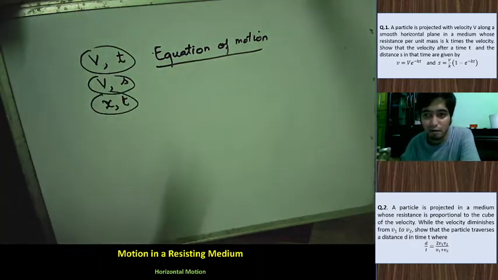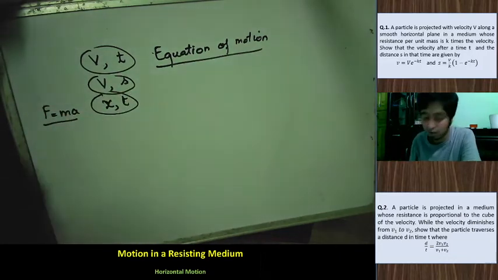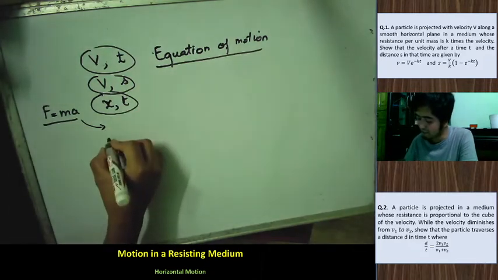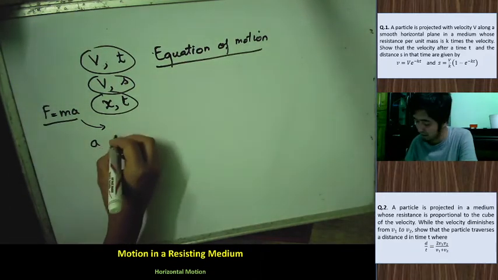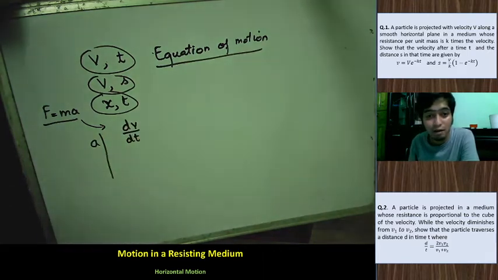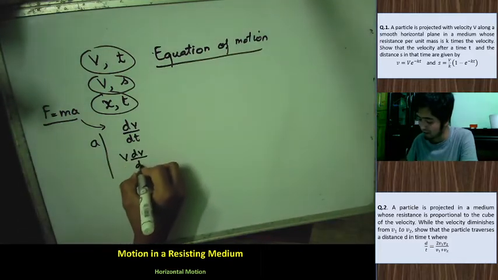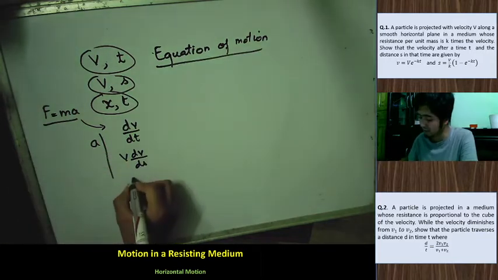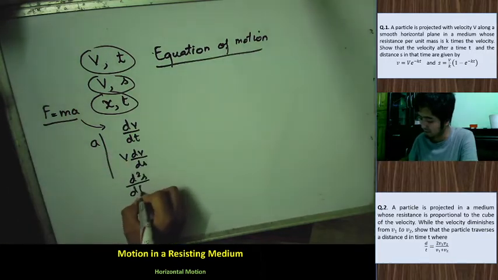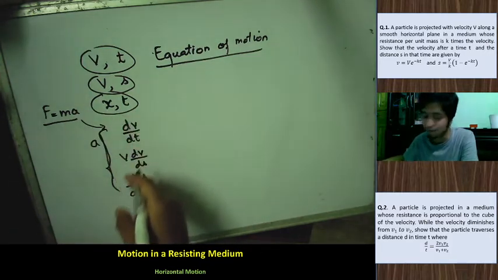Next, you remember that force equals mass times acceleration, that we have learned. Acceleration, if it is not constant, if it varies with distance or varies with time, can be expressed in 3 ways. Acceleration can be expressed as dv/dt, or as v dv/ds, or as d²s/dt². So these are the things that we can use for the acceleration.